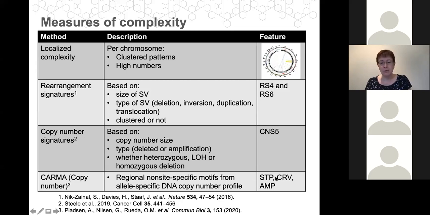And again, there are a couple of measures of complexity, STP and CRV, as well as AMP, which is amplifications. And I forgot to mention, CNS5 is a complex copy number signature, which is characteristic of chromothripsis and other complex rearrangements.